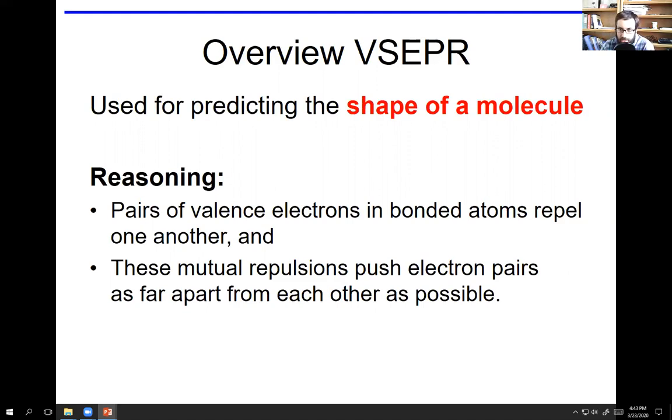So you have pairs of valence electrons in bonded atoms, and those are going to repel one another. Since electrons are negatively charged, if you have two bonds close to one another, that's going to be unfavorable. So those bonding electrons are going to try to get as far apart from one another as possible. They're going to repel one another, and that's the basis of this theory. If you can understand that basic principle, that electrons are going to try to be as far apart from one another as they can, you'll be able to understand this quite well.